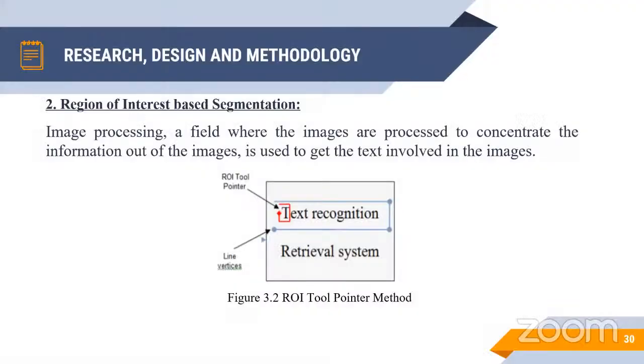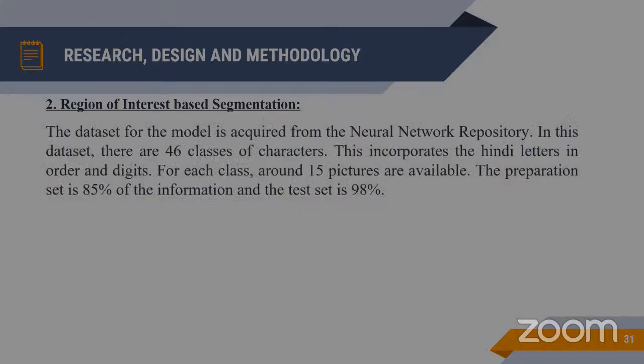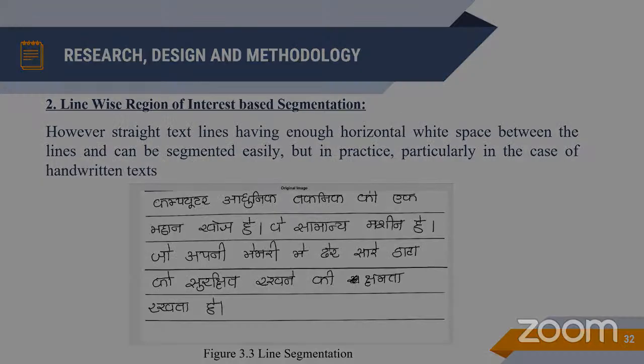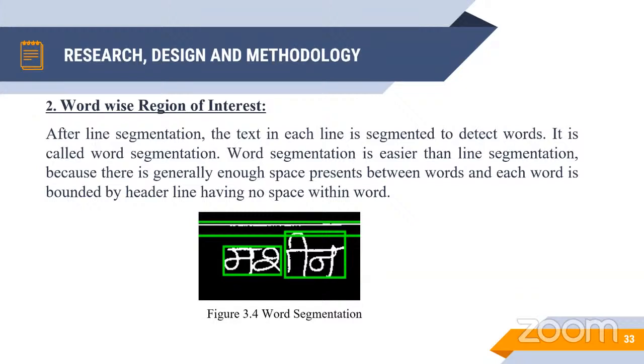The region-of-interest-based segmentation means identifying some characters on the paper. See here, the red tool is there. The red box is a segmentation. It identified one letter, one font, on the paper. The next one is line-wise region-of-interest-based segmentation. Line-wise means the straight text lines have enough horizontal white space between the lines and are segmented very easily. The next one is the word-wise region of interest. Word means, for example, machine is one word. So one particular segmentation is identified using the word machine.